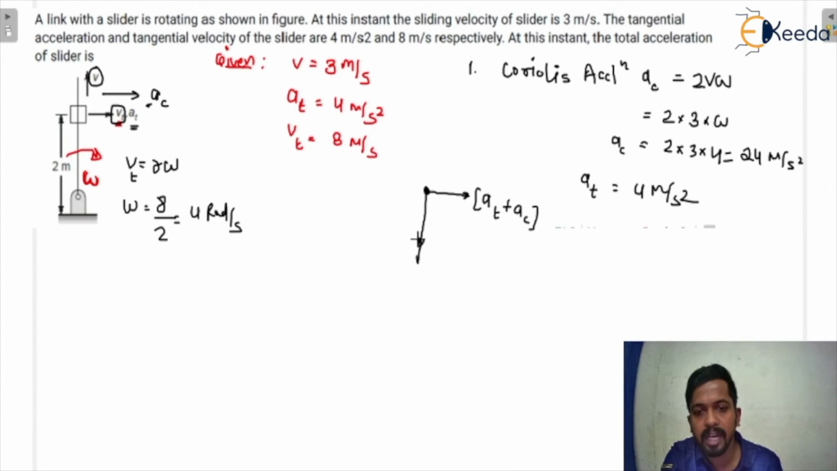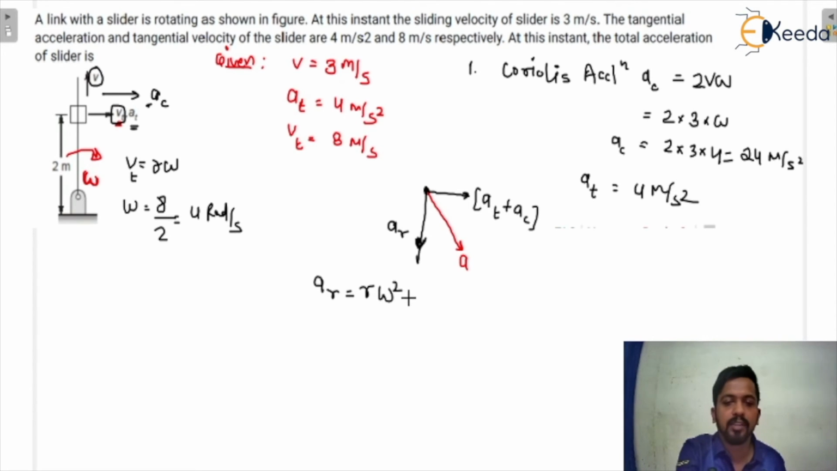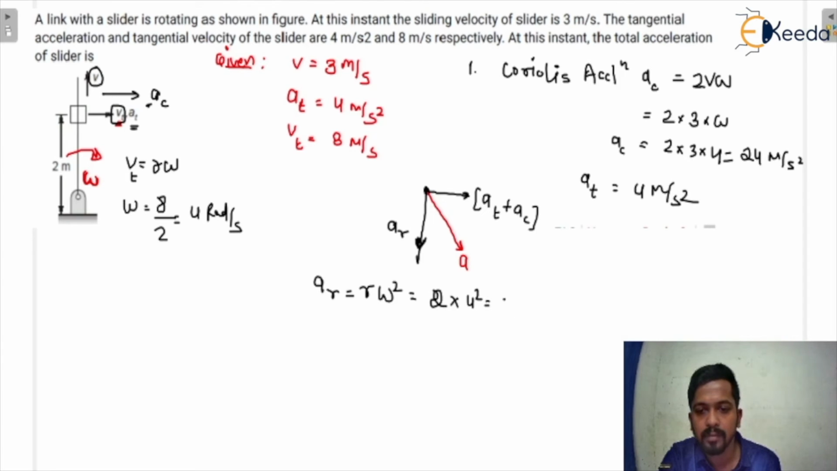And we all know that the radial acceleration is in the direction perpendicular to the tangential velocity. And we have to calculate the total acceleration, so that would be here somewhere in between. So we need to calculate the radial acceleration because it is not given in the question, and we can calculate it as r omega square, or you can calculate it as v square by r. Both are possible. So that is 4, r is 2, multiplied by 4 square, that is 32 meter per second square.